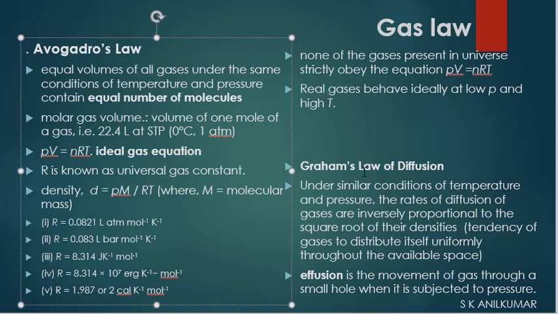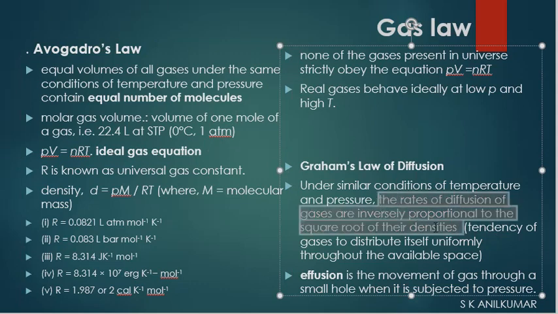What is Graham's law of diffusion? It says under similar conditions, the rate of diffusion of gases is inversely proportional to the square root of their densities. What is density? Density is mass per volume. So what is diffusion? Diffusion is the tendency of the gas to distribute uniformly throughout the available space.